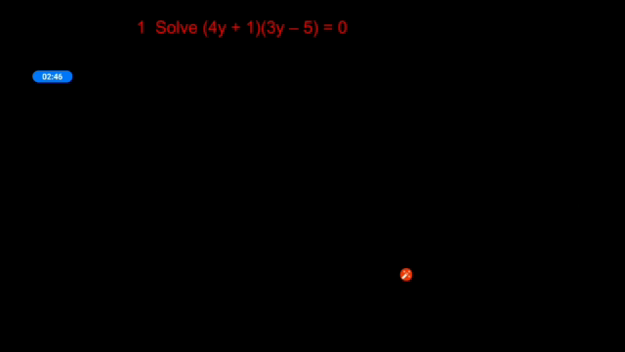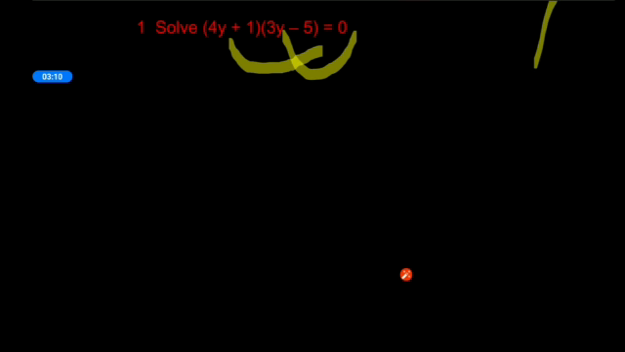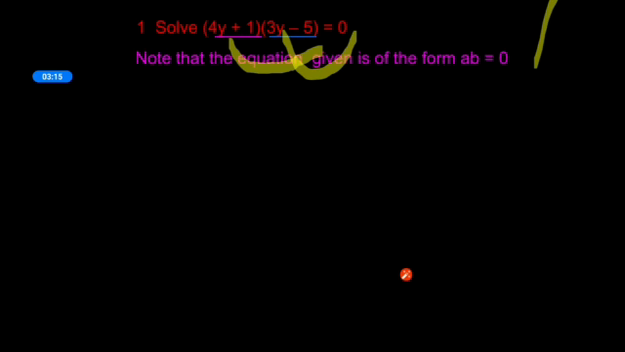Now solve (4y plus 1)(3y minus 5) equals 0. Using the same principle that we have before, the first thing you do is to take the first bracket to be equal to 0. Then you take the second one also to be equal to 0. Note that the equation given is of the form AB equals 0. Set each factor equal to 0 and then solve it.